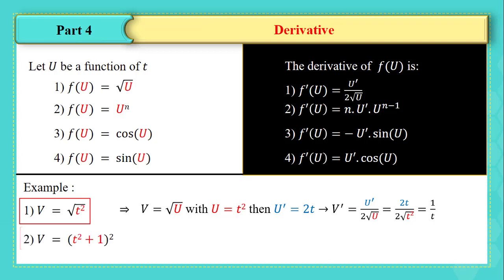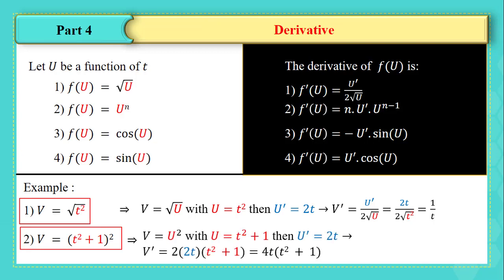Example number 2. If v is equal to t squared plus 1 all squared, notice that this function has the shape of u squared, where u is equal to t squared plus 1. First of all, we find the derivative of u, which is equal to 2t. Then, by substituting it in the equation n u prime u power n minus 1, it will give 4t times t squared plus 1.